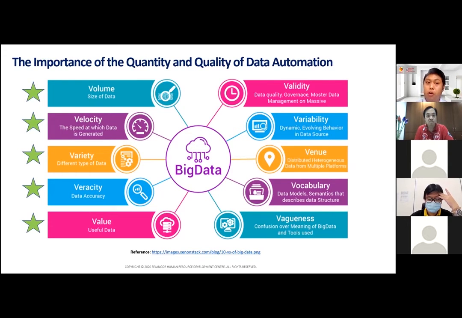Now, velocity is, of course, the speed at which your data is being generated. Is it every 24 hours, every 12 hours, or every 1 minute? What is the velocity of your data being generated?